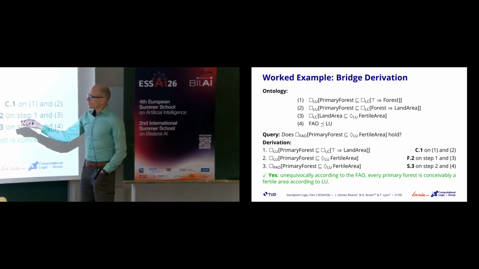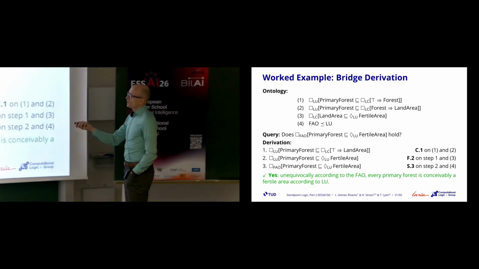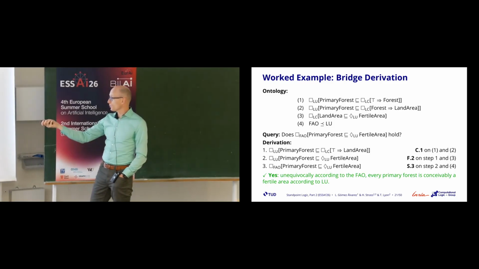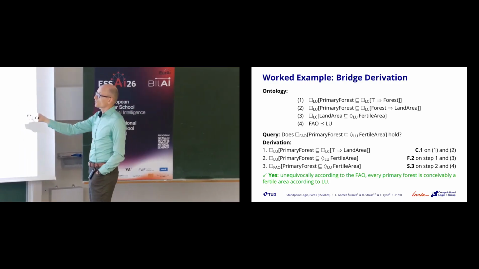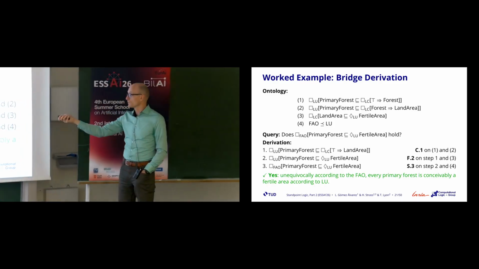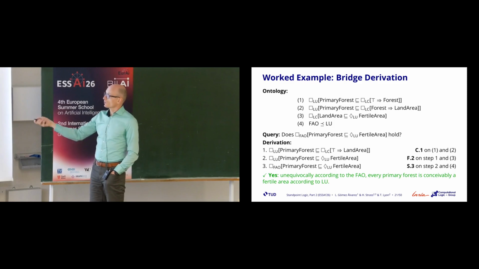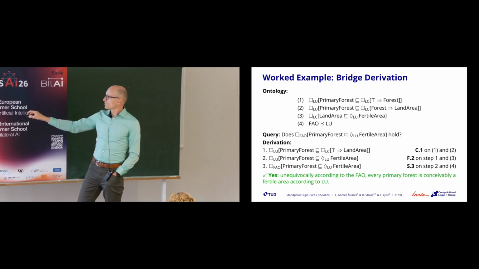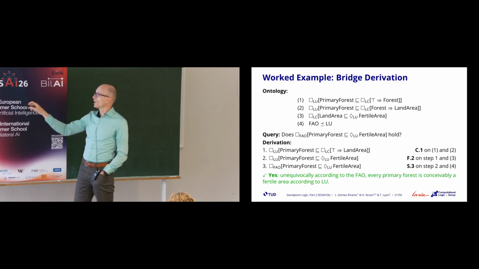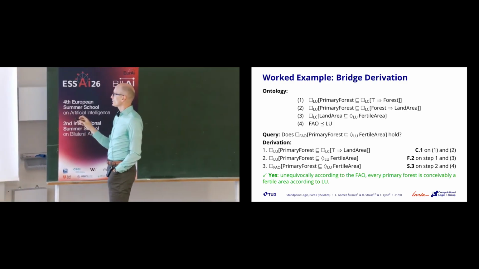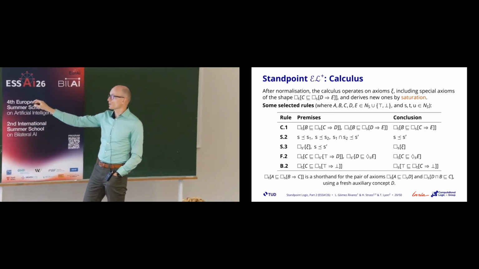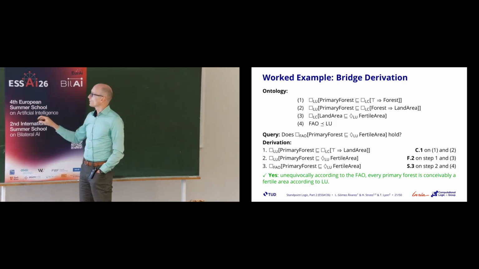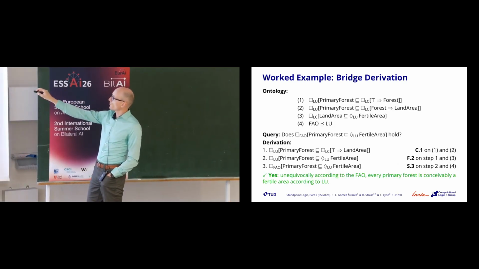Now assume we are interested in whether, according to the Food and Agricultural Organization, it holds that this subsumption is the case, so that every primary forest is conceivably a fertile area, conceivably according to the land use perspective. And then we can derive this using our rules on the given axioms of our ontology. Here we use C1. C1 was the one with transitivity of subsumptions. And so here we have, as you can see, the same prefix.